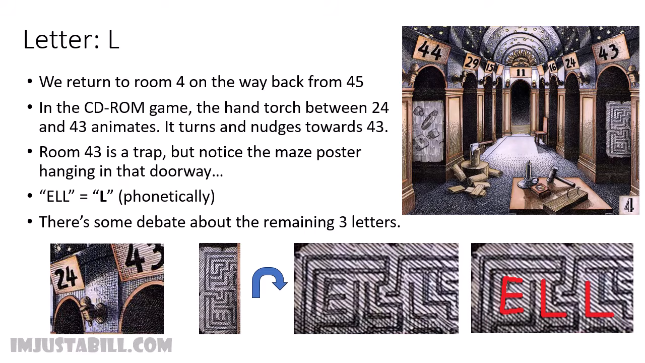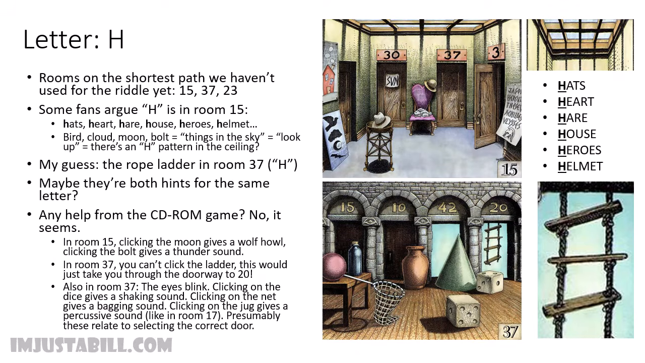And if we take a closer look and flip it, we see the letters ELL in there. Well, those aren't the 3 letters ELL. We can take that phonetically as L, a single letter. So out of the remaining letters, H, O, L, and E, that is presumably where we get the L from. Now, the remaining 3 letters, there's some debate about where we're supposed to find them. Let's look at the letter H. So the rooms on the shortest path we have not used yet for the riddle are 15, 37, and 23.